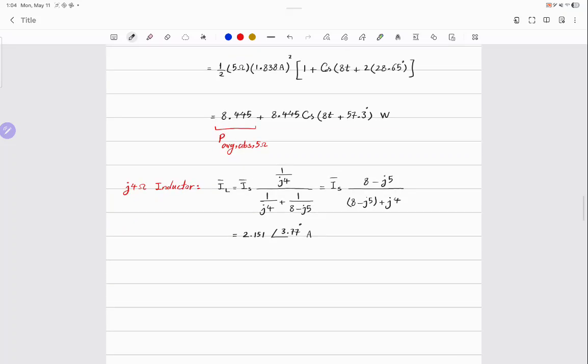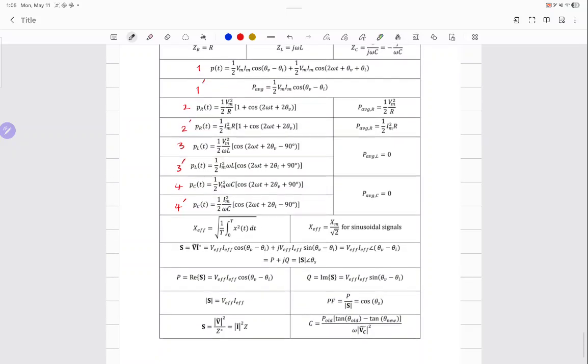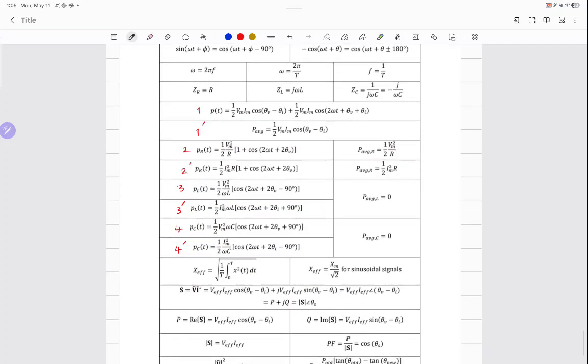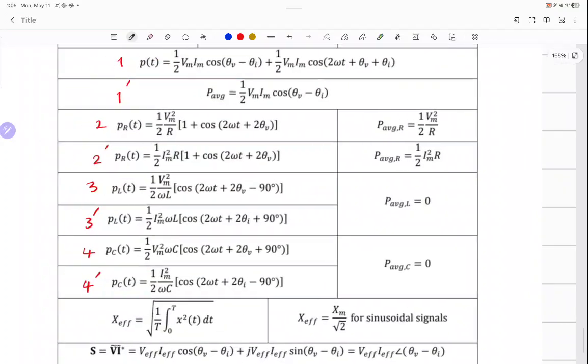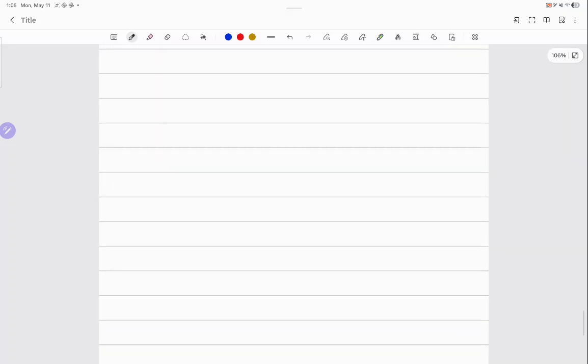Okay, next question. Tyler, can you tell me which equation to use? 3 prime, right? Because I have the current and it's about inductors. Perfect.